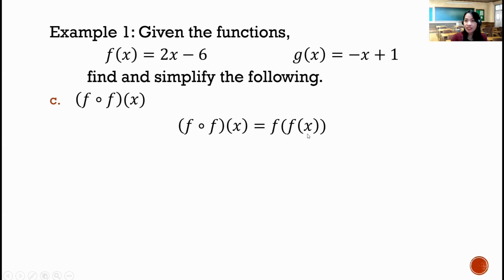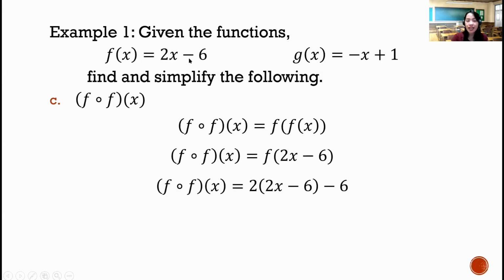And this time, hindi masyadong nakakalito yung given na composite function kasi parehas lang naman yung function na nilagay sa letter C. So that is, the value of f of x is 2x minus 6. So that is f of 2x minus 6. So given the function itself, 2x minus 6, aalisin mo yung lahat ng variable x at papalitan mo ng 2x minus 6. So that is 2 times the value of x, which is 2x minus 6 minus 6.